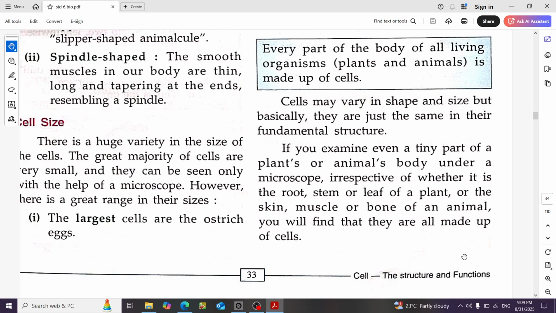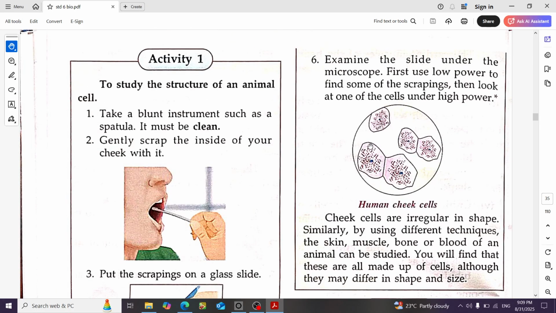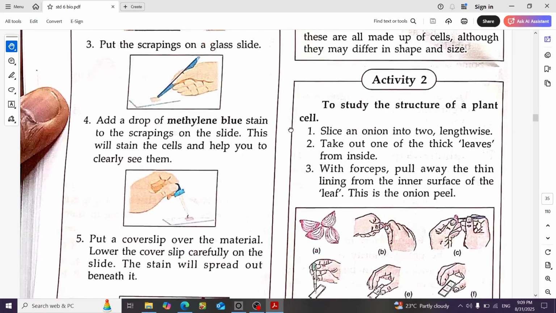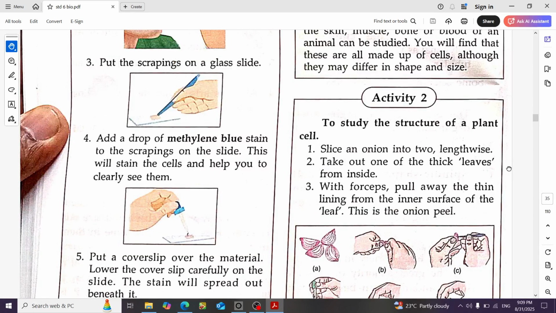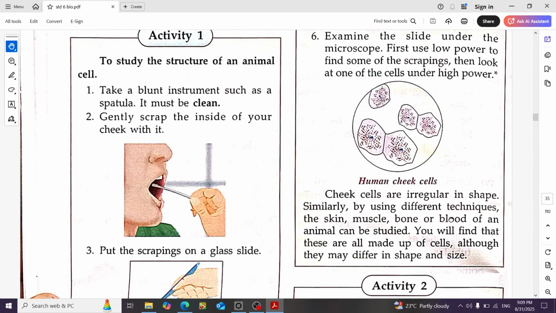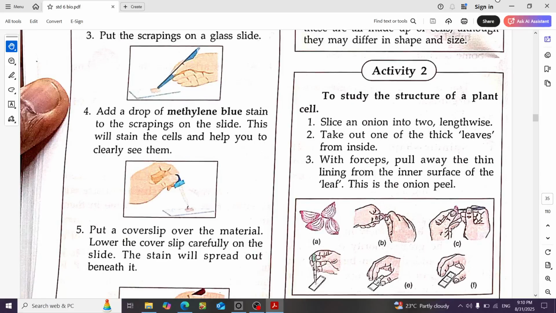They're present in the root, stem and leaf of plants also. Now here they have given one activity. You can take a blunt instrument. It should be clean, gently scrape inside your cheek and see it under a microscope under the drops of methylene blue. Okay, you can see the structure of cells. They look like this. Cheek cells are irregular. Different techniques can be used. You can study the bones, blood, and other types of cells also under microscope. Take the help of your teacher for doing this activity.